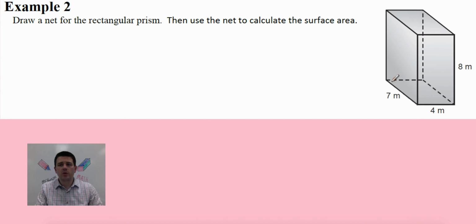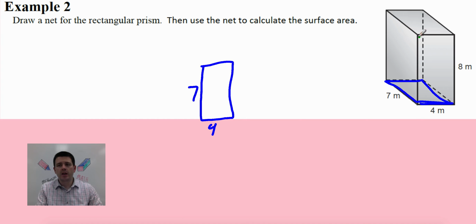So I always like to start with the bottom. I kind of think of it like a real box. How would it unfold? So it's a rectangle that's 4 by 7. It's got a base of 4, a height of 7. Okay. Now I'm going to start to unfold things from here.